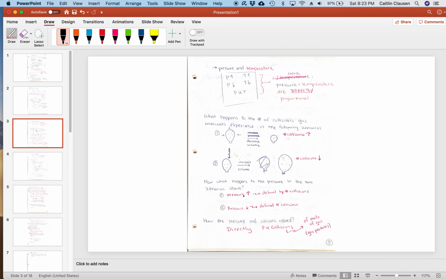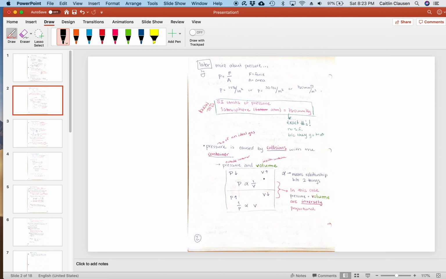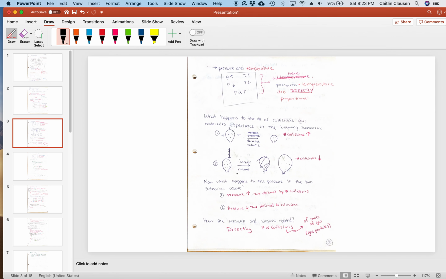Well, pressure should increase because in scenario 1, if you are decreasing the volume, the pressure should increase. We just said volume and pressure are inversely proportional. So if I decrease the volume, the pressure should increase. If I increase the volume, the pressure should decrease, go down.